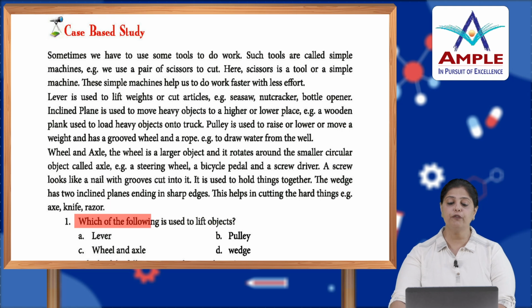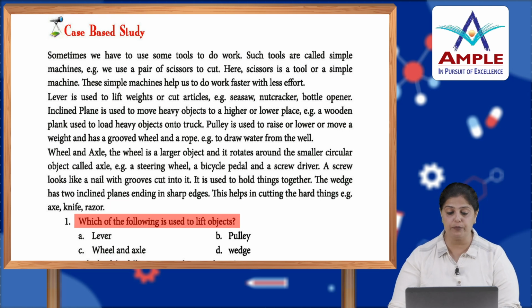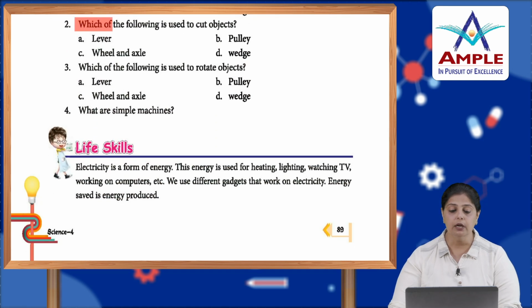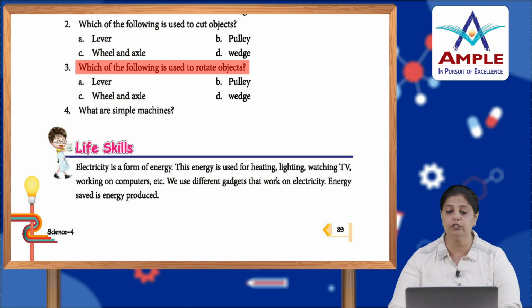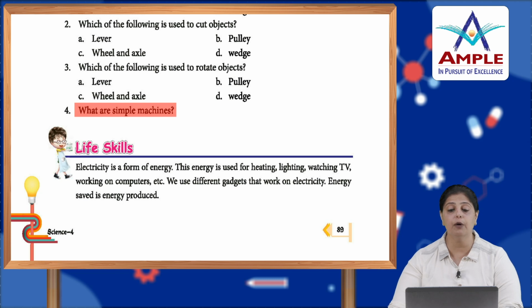Now, which of the following is used to lift objects? We use a pulley to lift objects. Which of the following is used to cut objects? To cut objects, we use the wedge. Which of the following is used to rotate objects? In order to rotate objects, we use wheel and axle. And what are simple machines? The machines that help us to do work faster and with less effort.